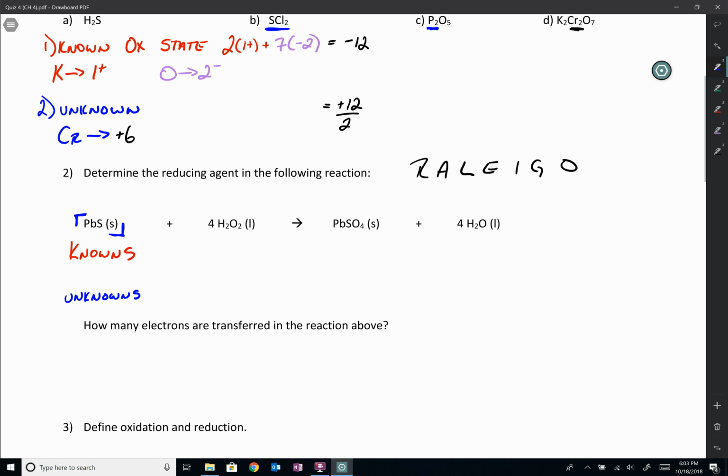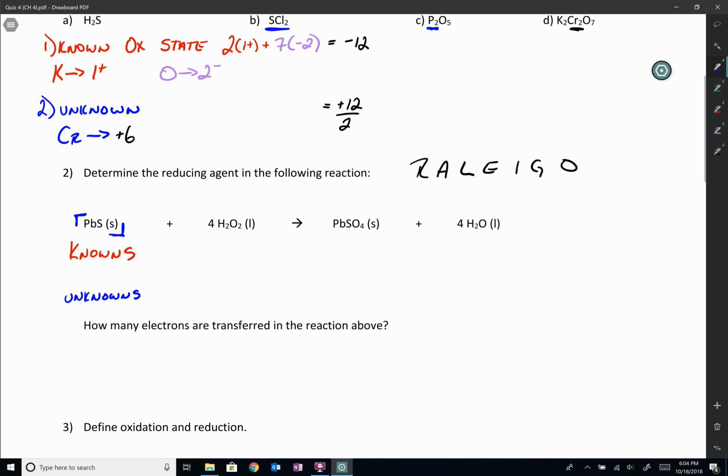Well, now we've got to go back and actually think a little bit, right? Now we can't just fall back onto a memorized list. So what do we know? Well, PbS, lead(II) sulfide here, right? Lead(II) sulfide is an ionic compound.